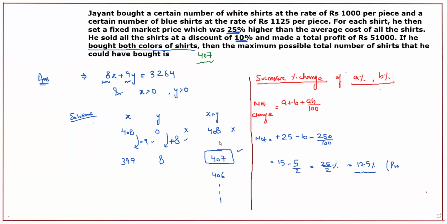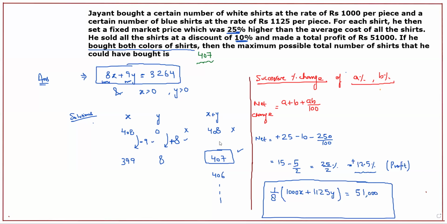So it is a profit. How much is the profit? This percentage value is 1 by 8 in fraction. And profit is applied over the cost price, so that is our cost price, and this value is given to us as 51,000. That's it. This equation and this equation are the same, ditto. So save some time by applying this fundamental in such cases when there is a back-to-back percentage change.